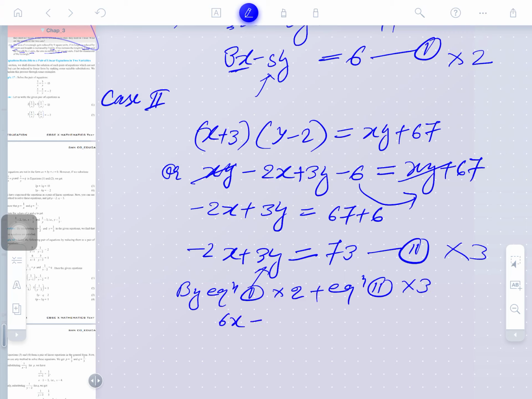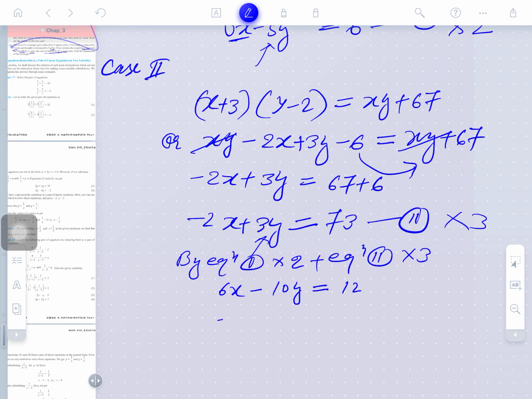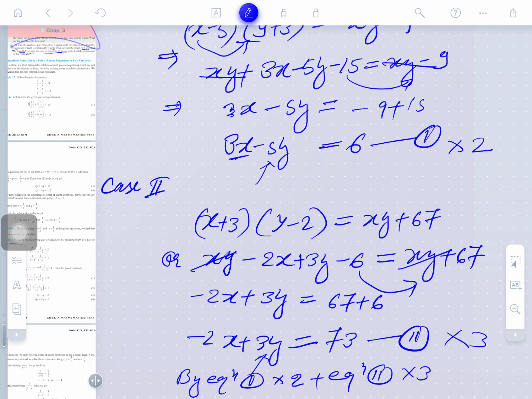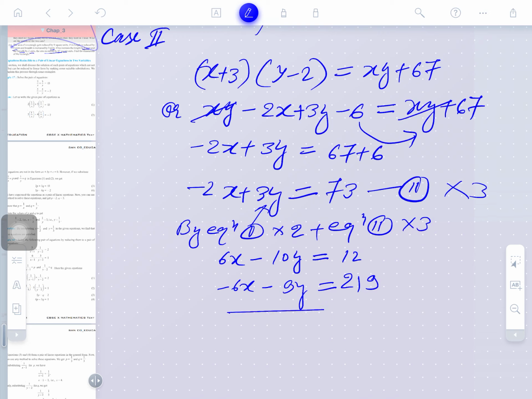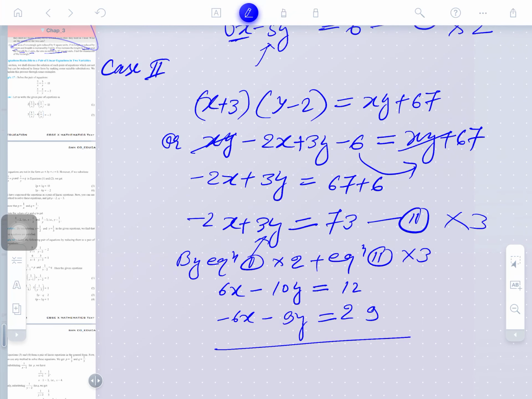So it shall be 6x, and 2 fives are 10y, and 2 sixes are 12. And here 3 twos are 6, and 3 threes are 9y, equals 3 sevens are 21. Check this again. 2 threes are 6, 2 fives are 10, and 2 sixes are 12. But we are adding them, so the adding sign will not change here. Clear? Sign will not change. Now it cancels here.